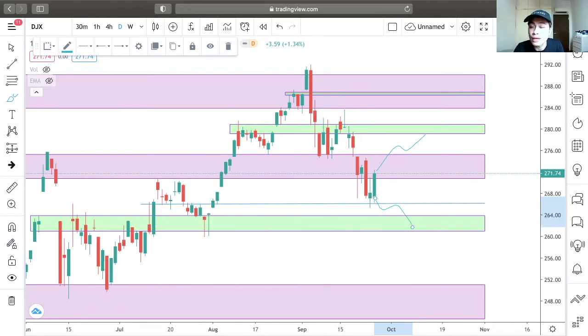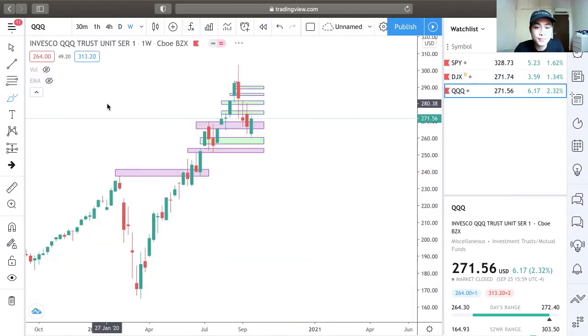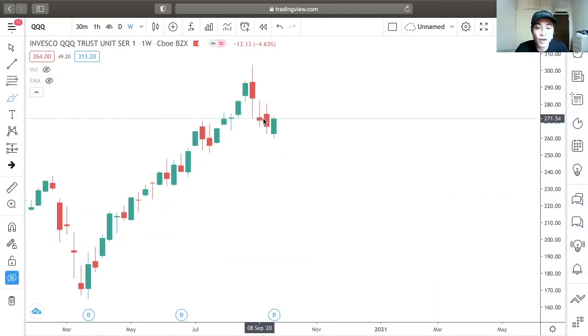Now let's take a look at the Nasdaq. So we'll start with the weekly time frame. So the Nasdaq faced 3 consecutive weeks of losses before last week, and last week we managed to record some gains closing at a price of around 271. The Nasdaq also managed to form a piercing pattern on the weekly time frame over here.